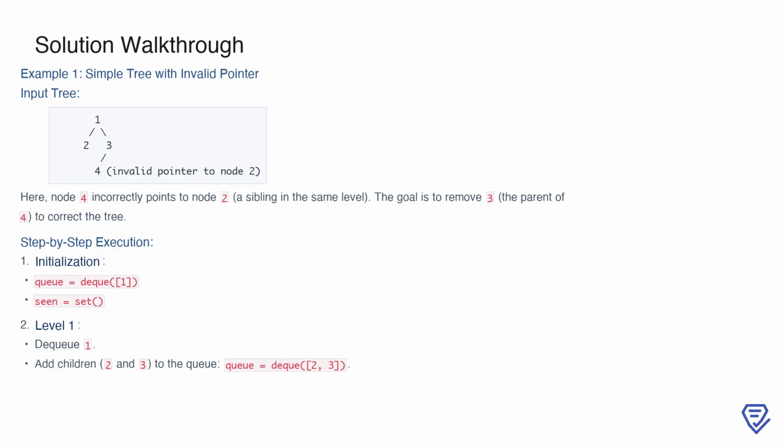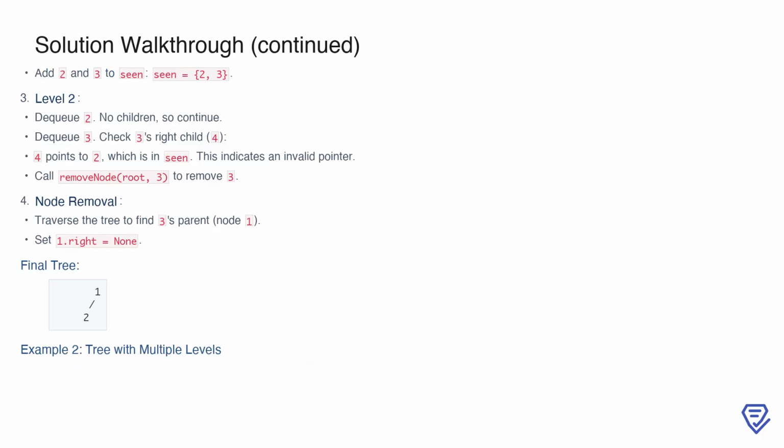To start, we initialize a queue with the root node, which is 1, and an empty set called seen to keep track of nodes we have processed. At level 1, we dequeue node 1, process its children nodes 2 and 3, and add them to the queue. At this point, the queue contains nodes 2 and 3, and seen is updated to include these nodes. Next, at level 2, we dequeue node 2.